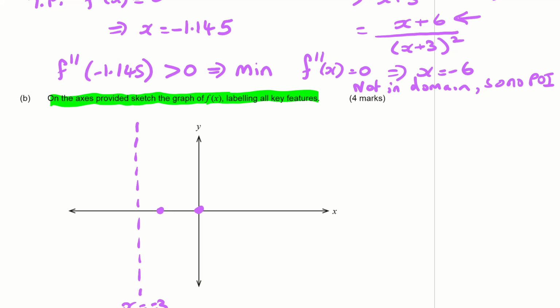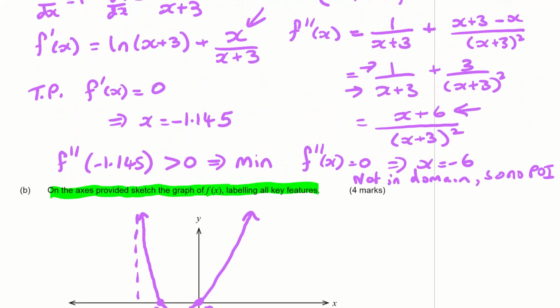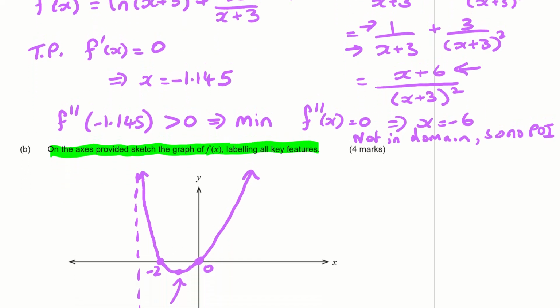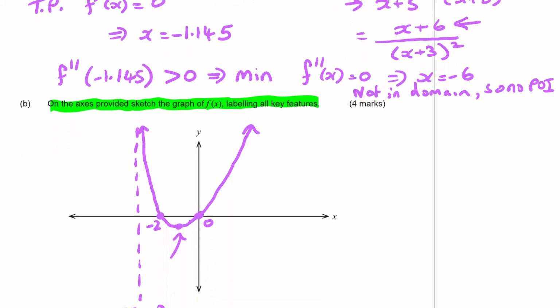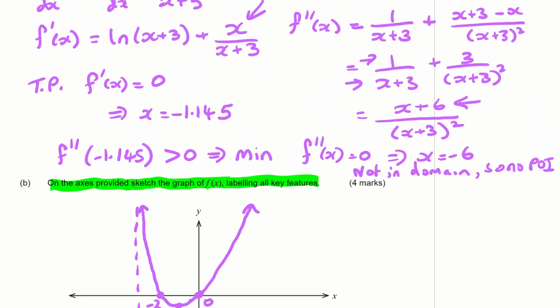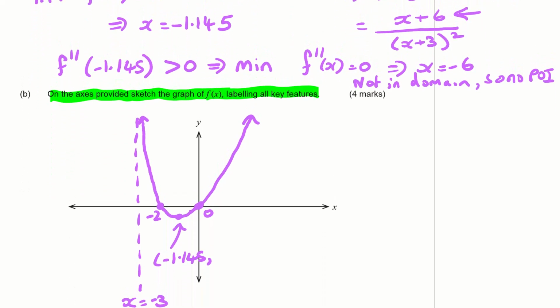And we know that there is a minimum in between here. So the graph is going to do something like that. negative 2, 0, and we'll have the turning point there, which we established was negative 1.145 and negative 0.707.